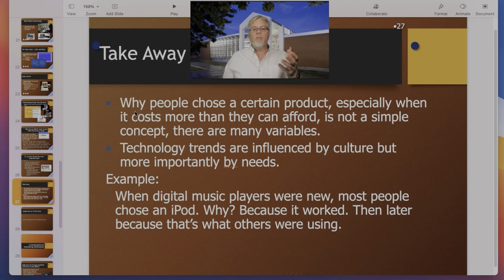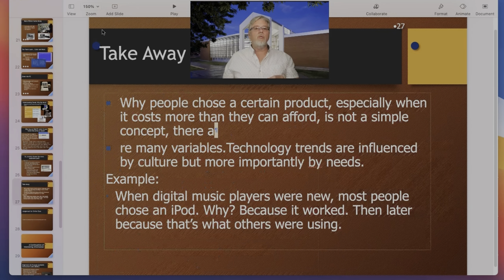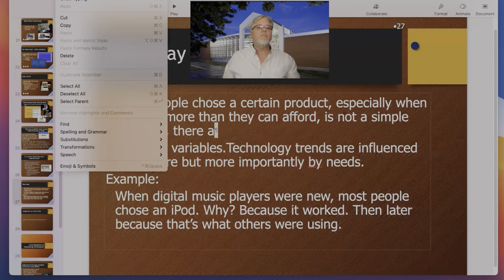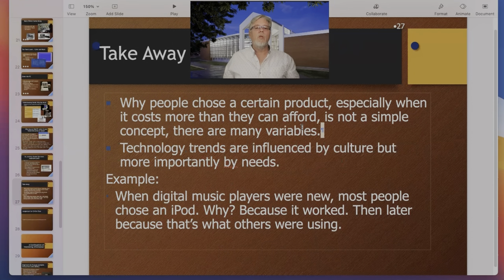So remember, why people choose a certain product, especially when it costs more than another, is not a simple concept to figure out, because there are a lot of variables behind the scenes. These variables I just gave you, that's why they did that.